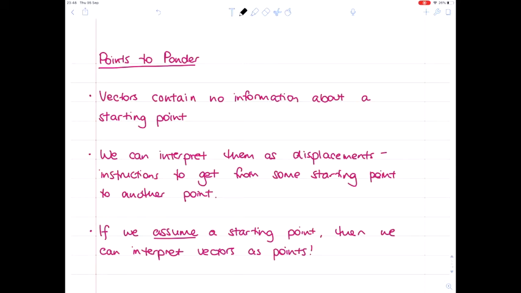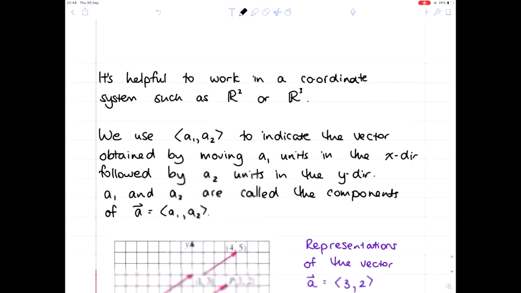Things that it's worth noting about vectors. Vectors contain no information about the starting point. They really just say how far you go from any given point. Which means we can interpret them as displacements, instructions how to get from some starting point to another point. However, if we assume a starting point, then we can interpret vectors as points. So we're going to come to that in a moment.